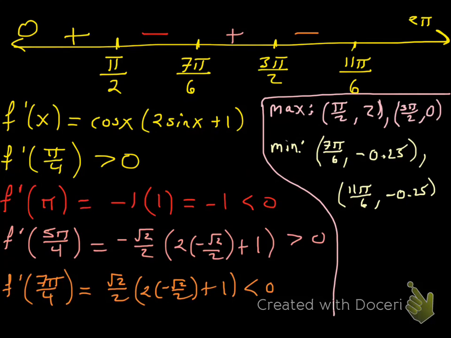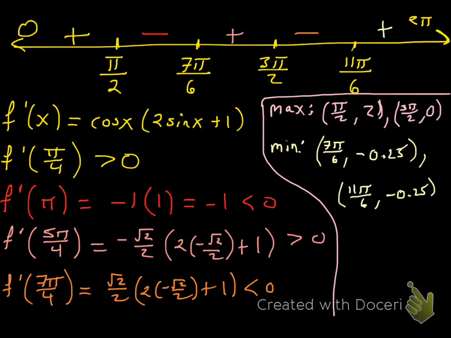Now it looks like I forgot to test one more point here. We need to test to the left of 11 pi over 6. So let me do that real quick here. So testing one more number between 11 pi over 6 and 2 pi, you can come up with a number and plug it into the derivative function and see what you get.